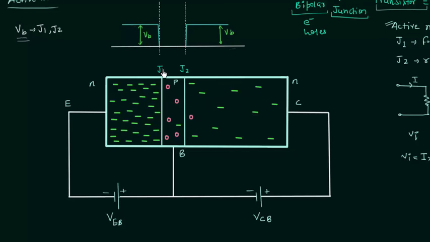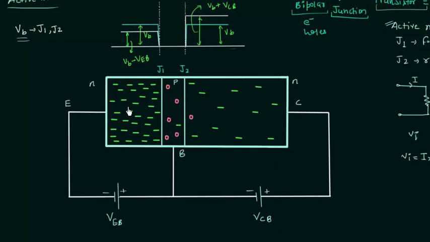Now junction J1 is forward biased after the application of VEB, and the barrier potential will now reduce. Let's say the new barrier potential is equal to VB minus VEB, the forward biasing potential. On the other hand, junction J2 is reverse biased, so the barrier potential will increase, and the new barrier potential is equal to VB plus VCB, the reverse biasing potential.